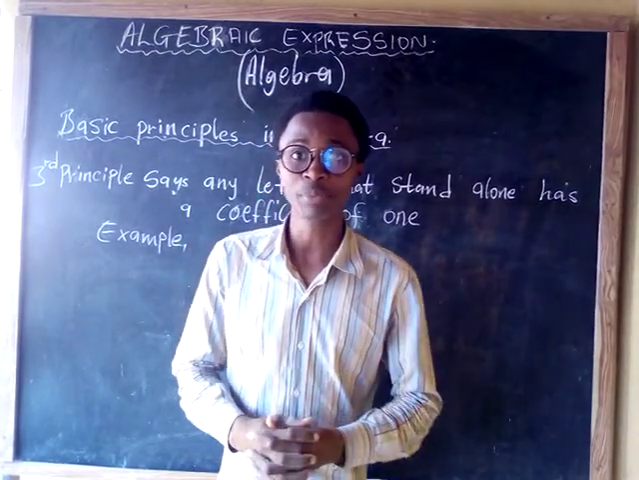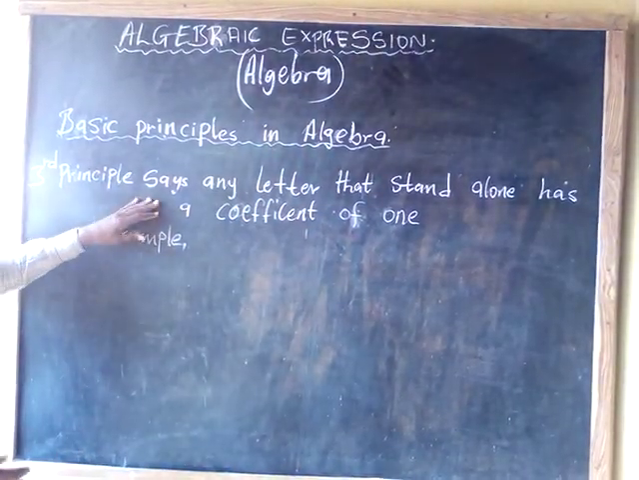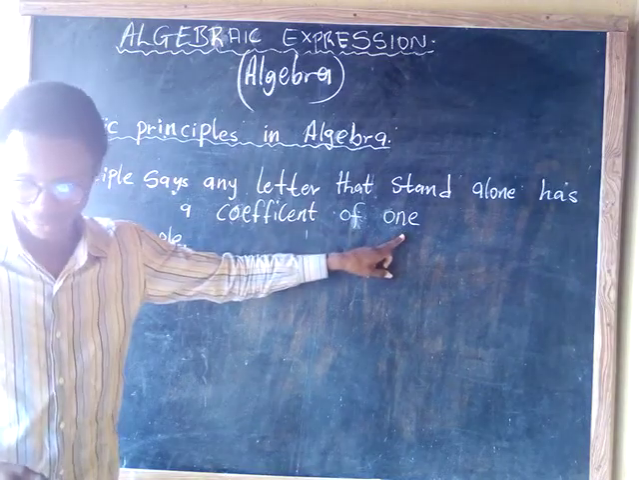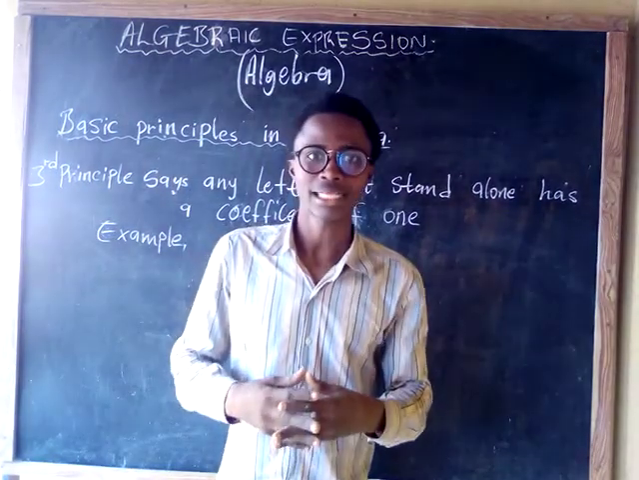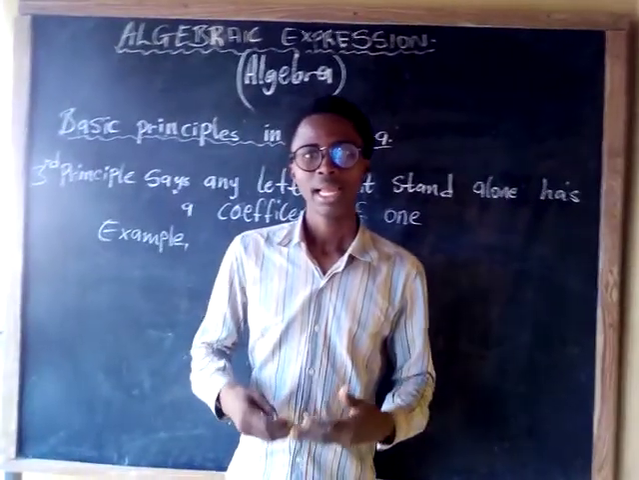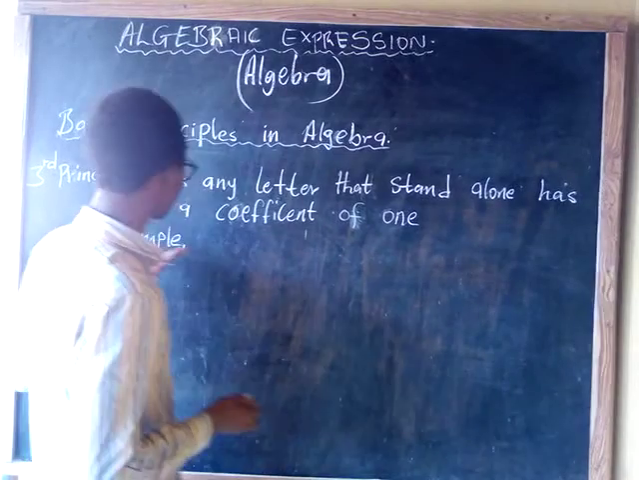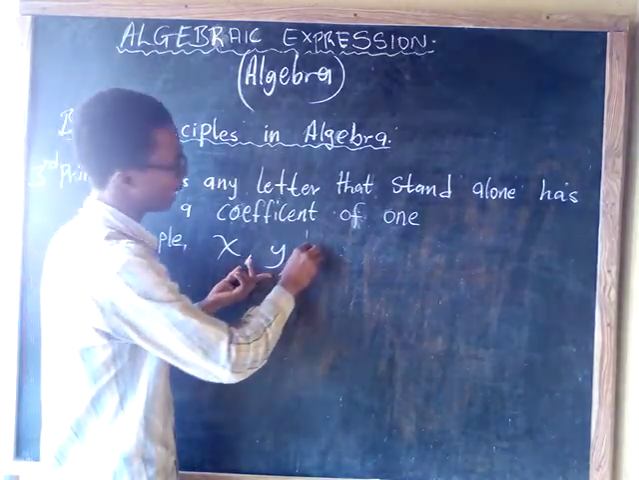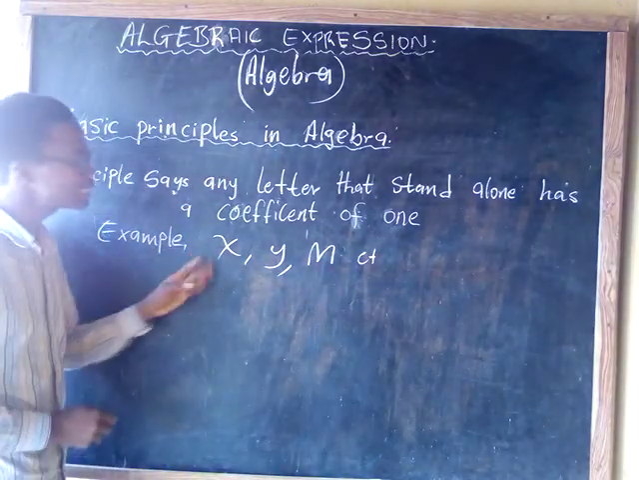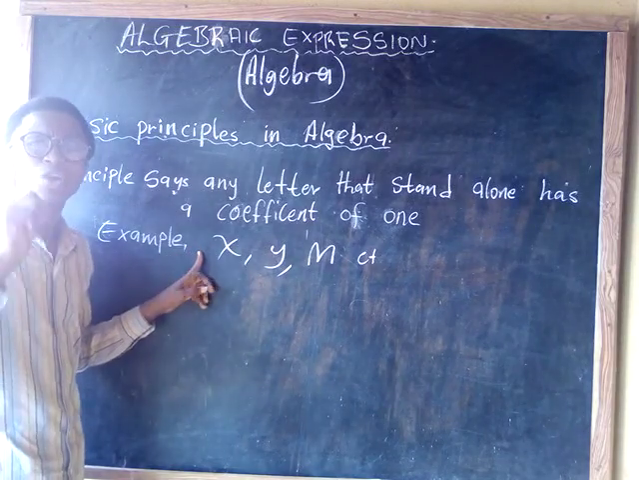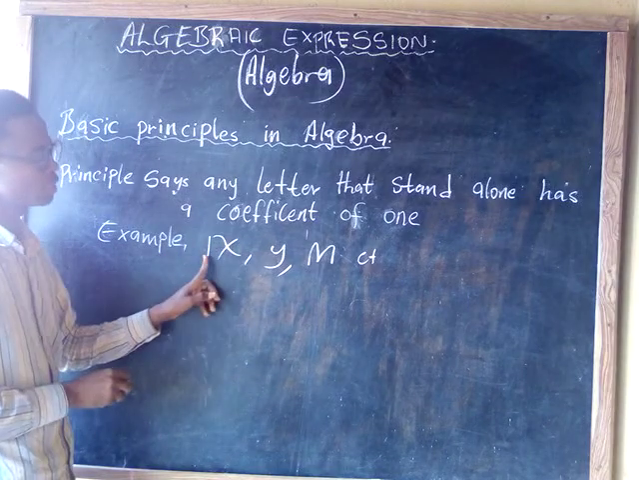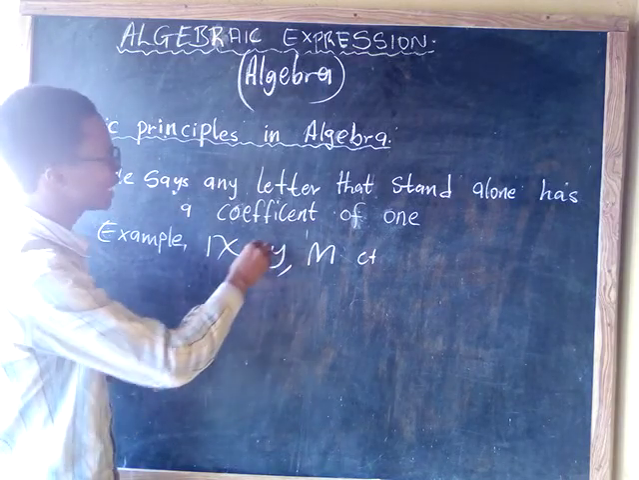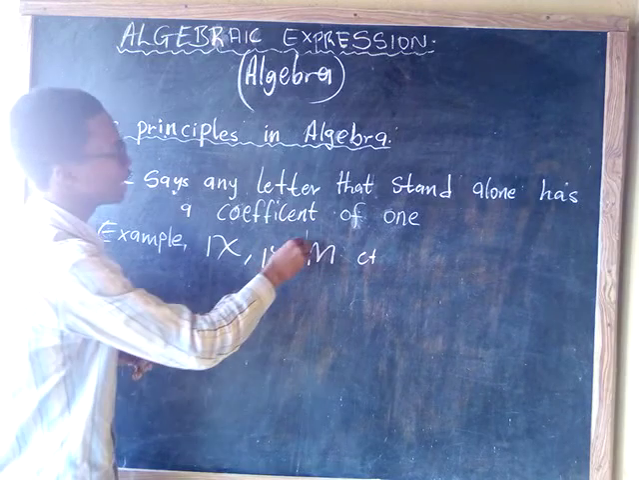Next, we move to the third principle of algebra. The third principle says any letter that stands alone has a coefficient of 1. Examples of letters: X, Y, M, etc. This letter X that stands alone has an invisible coefficient of 1. This letter Y has a coefficient of 1. This letter M has a coefficient of 1.